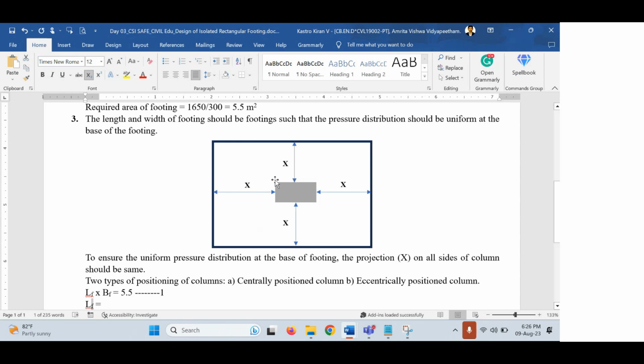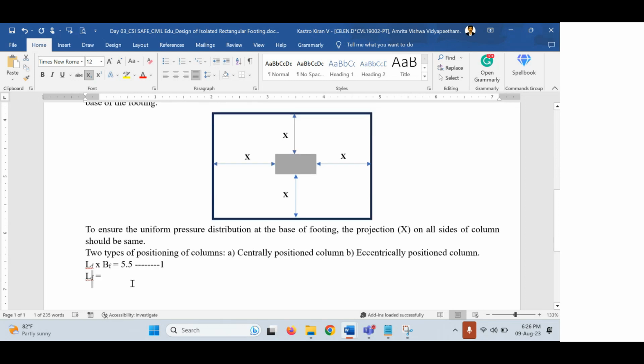I'll call the longest side of the column A, and the shortest side of the column B. So therefore, x plus this length, which is called A, plus x. That means A plus 2x. Okay, A plus 2x, that is the length of the footing. I hope it is clear. If anybody is having doubt, you can please unmute and ask. Right, A plus 2x. That's how we are going to get the length of the footing.